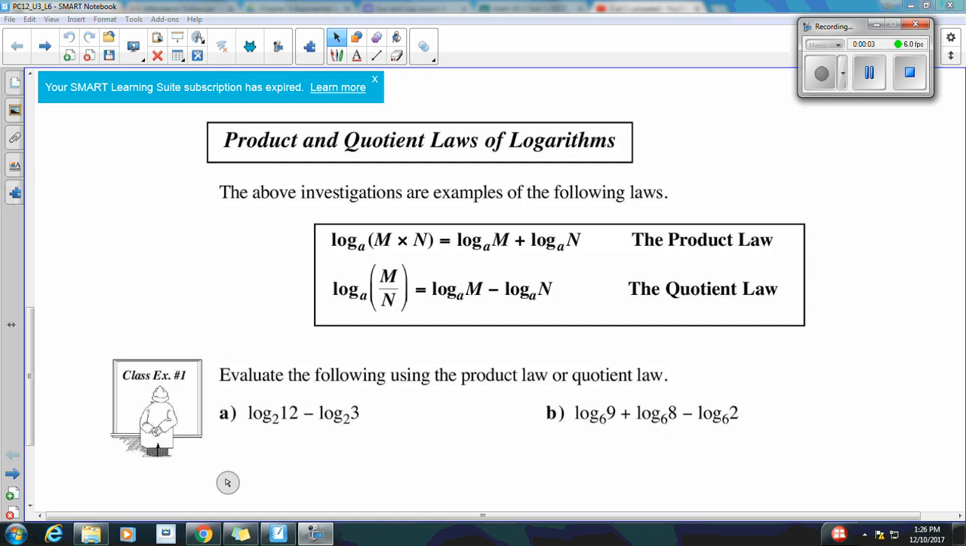Okay, lesson 6, laws of logarithms. This is probably the most important stuff of logarithms we have. So again, we're going to kind of skip through the investigations. We'll cover those in class, so let's do some of these examples here.